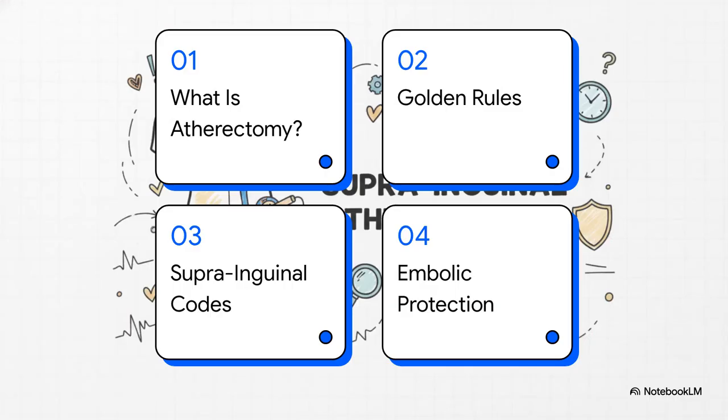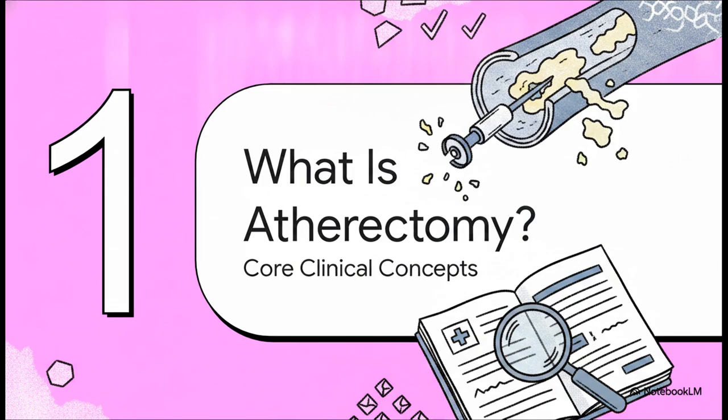Here's our roadmap for today. First, what is an atherectomy? Second, the golden rules of coding. Third, the suprainguinal code breakdown. And finally, embolic protection devices. Let's get into it. Section 1.